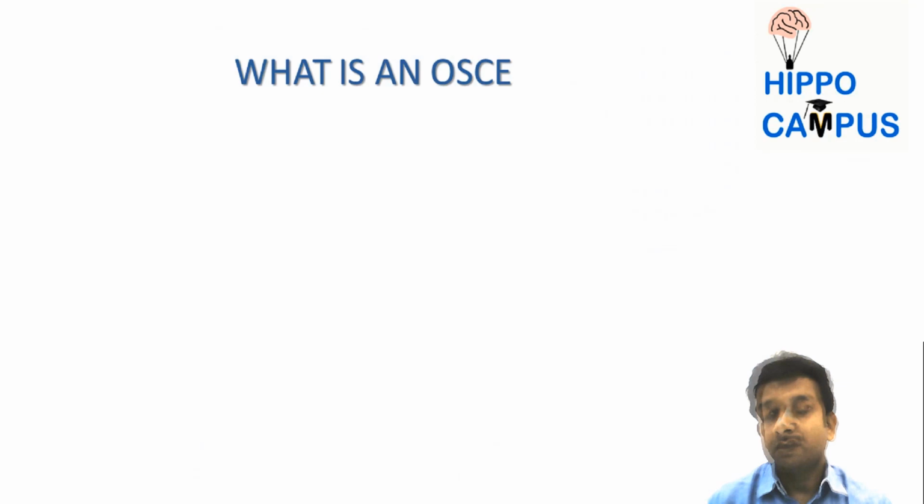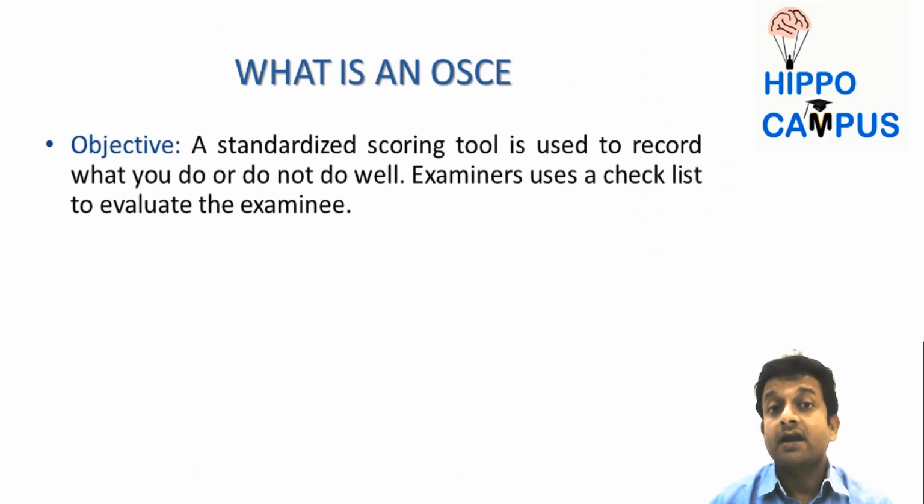What is an Oski? It is a standardized scoring tool which records what an examinee is doing or what he or she is not doing well. And then the examiner uses a checklist to evaluate the examinee.